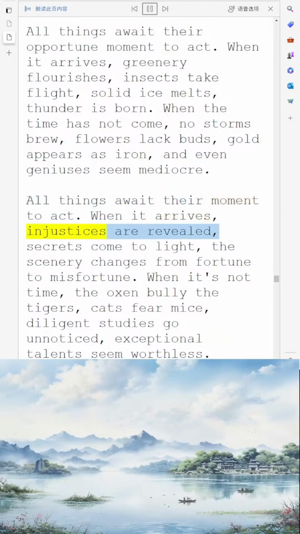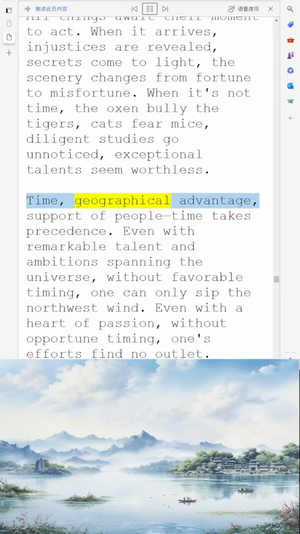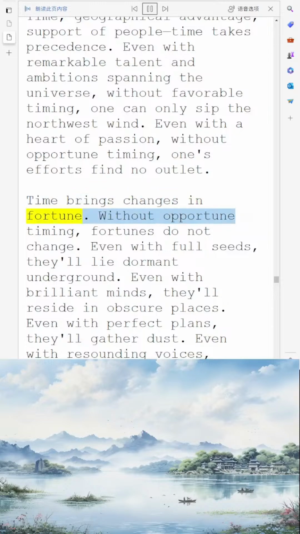When it arrives, injustices are revealed, secrets come to light. The scenery changes from fortune to misfortune. When it's not time, the oxen bully the tigers, cats fear mice, diligent studies go unnoticed, exceptional talents seem worthless. Time, geographical advantage, support of people, time takes precedence. Even with remarkable talent and ambitions spanning the universe, without favorable timing, one can only sip the northwest wind. Even with a heart of passion, without opportune timing, one's efforts find no outlet. Time brings changes in fortune. Without opportune timing, fortunes do not change.